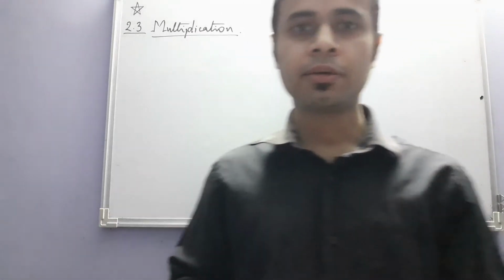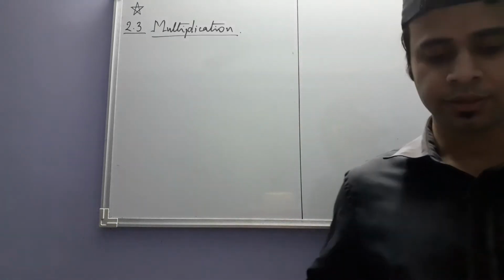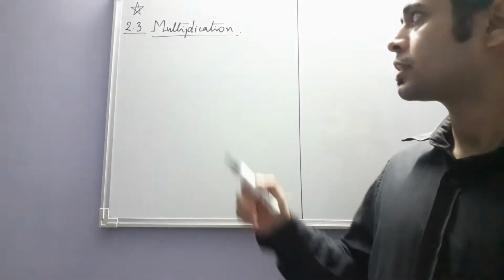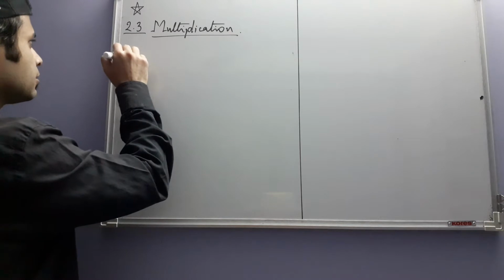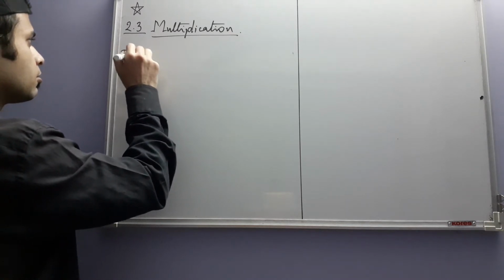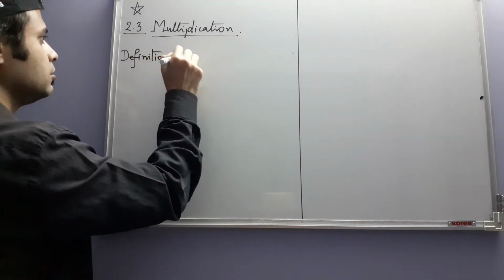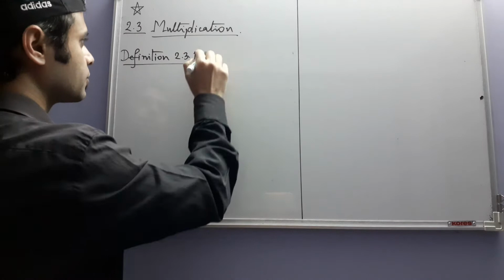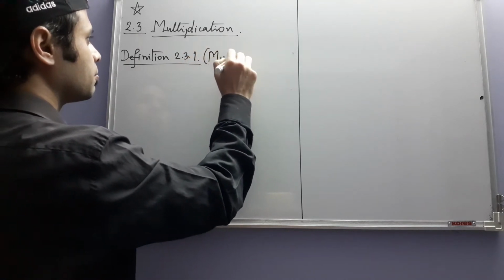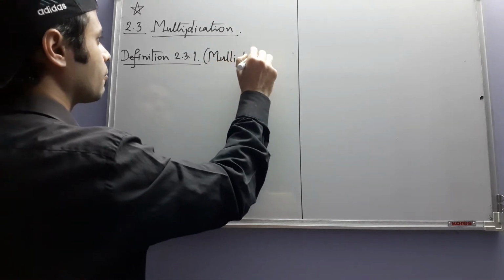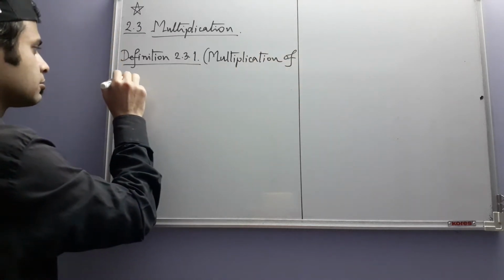Okay, so having seen the basic things on addition of natural numbers, we are now going to see multiplication. Now this is a new section, section 2.3. So we straight away see the definition. Definition 2.3.1.